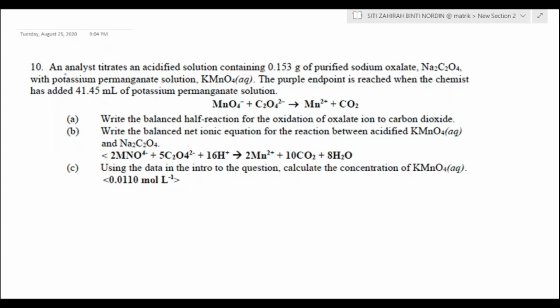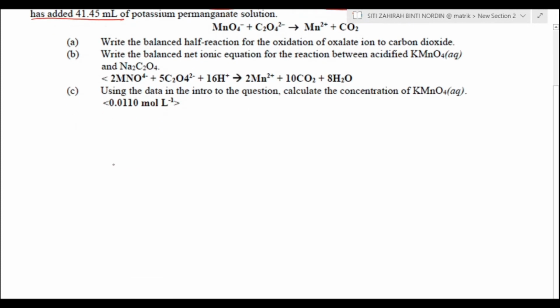Question 10. An analyst titrates an acidified solution containing 0.153 gram of purified sodium oxalate with potassium permanganate solution KMnO4. The purple endpoint is reached when the chemist has added 41.45 ml of potassium permanganate. So first of all, write a storyline. The question states already that it is a titration process.